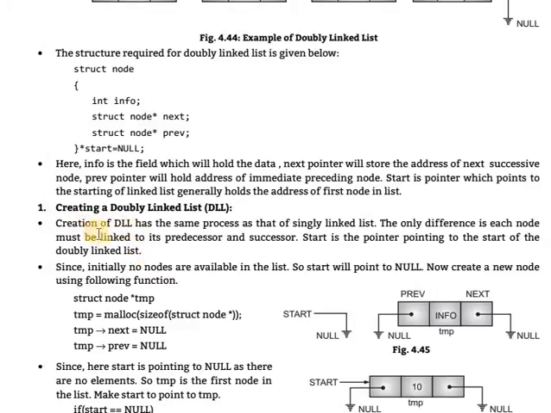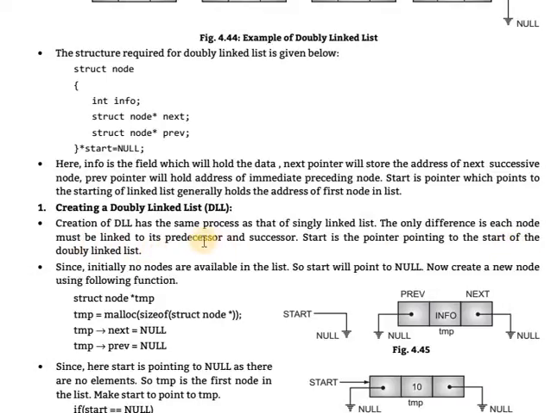Creation of a doubly linked list, DLL, has the same process as that of a singly linked list. The procedure for creating a singly linked list is the same. The only difference is that each node must be linked to its preceding and successor nodes. Start is the pointer pointing to the start of the doubly linked list.